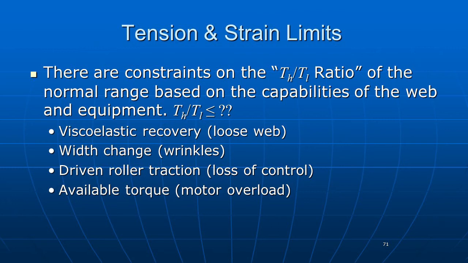Driven roller traction: the capstan formula, TH over TL, can dictate that, and the available motor torque. If you have really high tension, really high modulus webs that run at high tensions, you can't take big tension drops. You may not have sized your motors big enough to do that. So we've got viscoelastic recovery, width change, and driven roller traction.